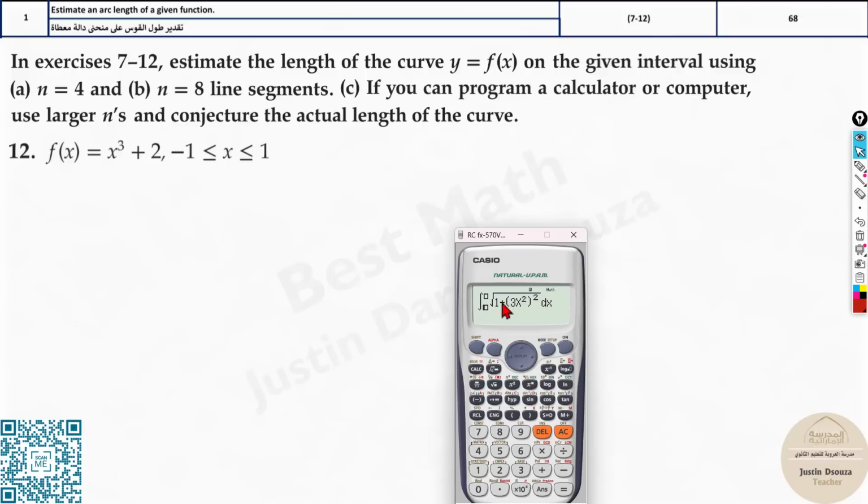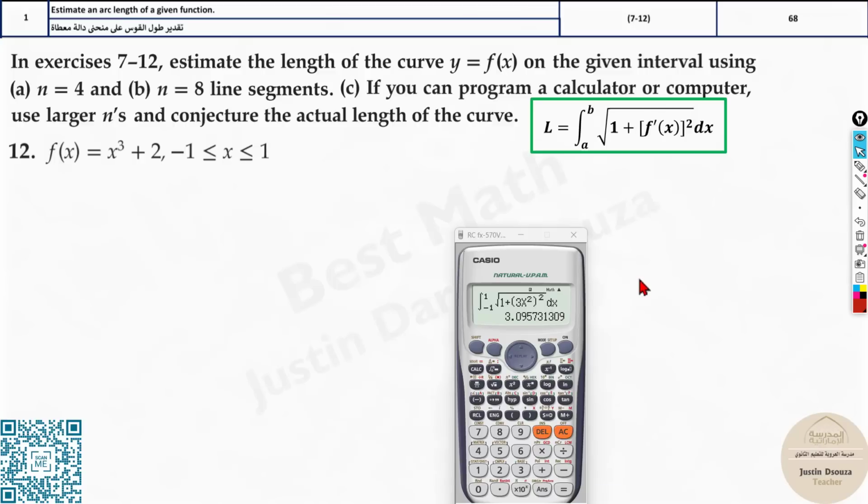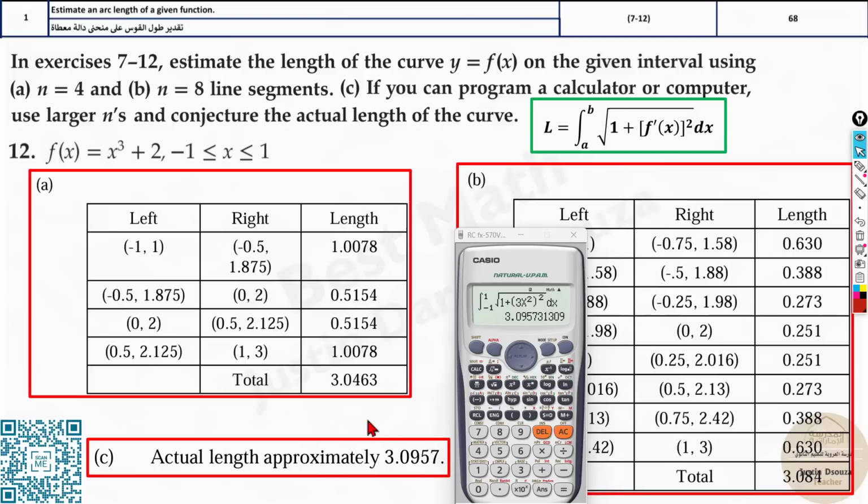Even over here you can write it as directly squaring it, 1 plus 9x to the power 4. But don't take the hassle. You might make some mistakes, so just write it as it is. Minus 1, and over here it is 1. And the answer is 3.09. As you can see over here, that's the correct answer.